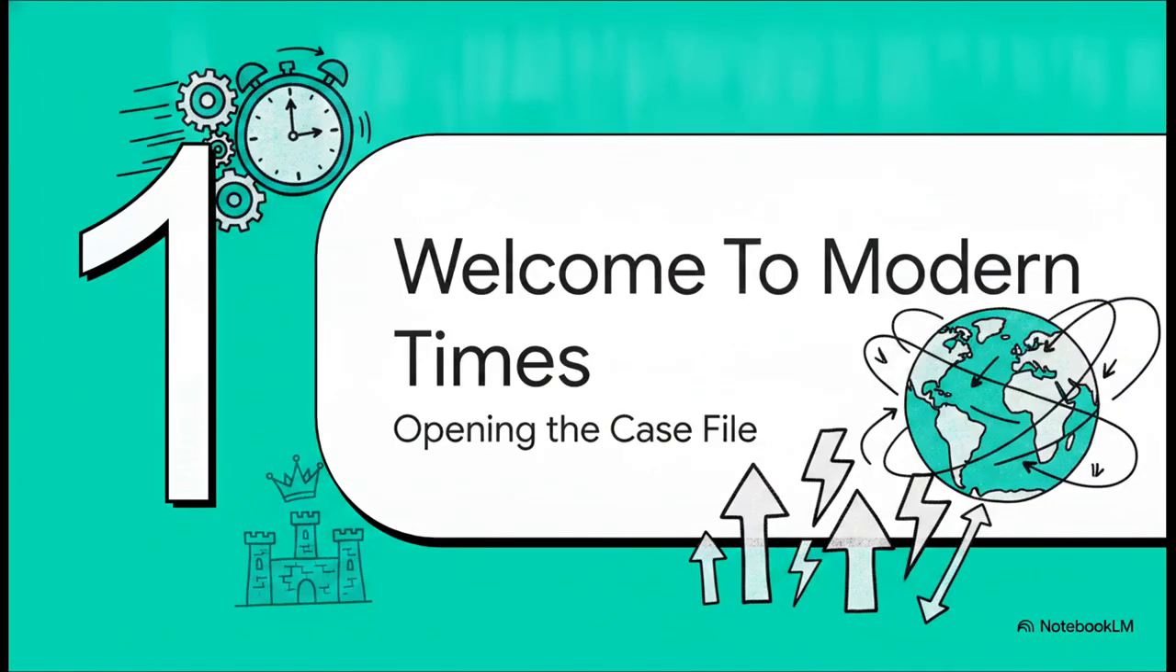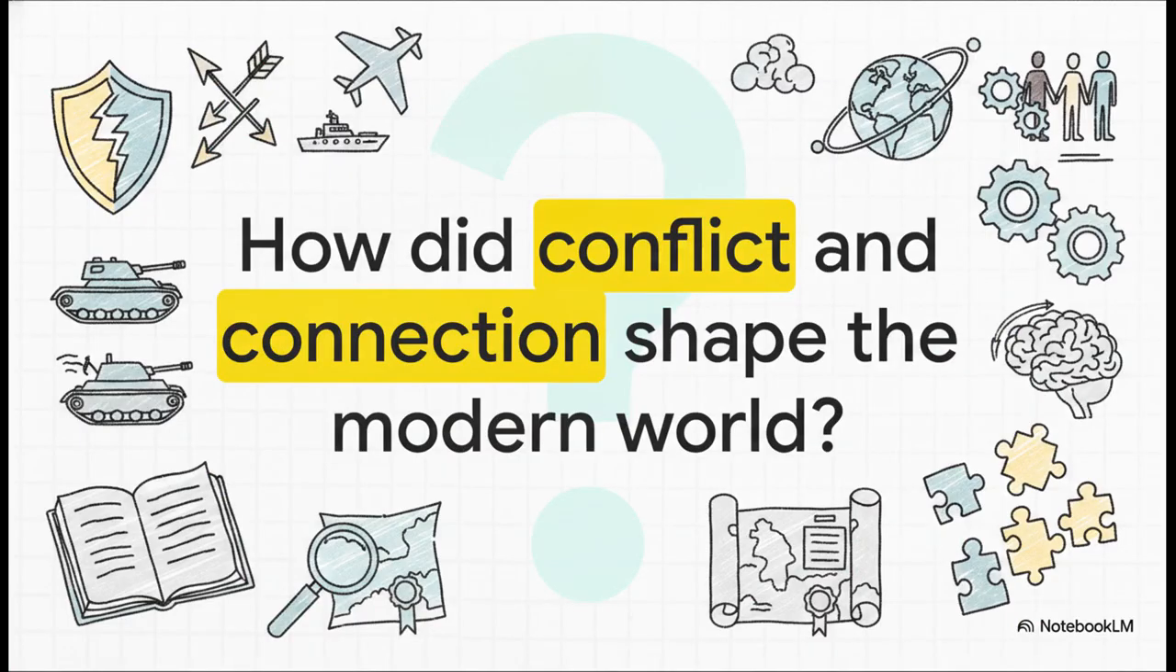Section 1. Welcome to Modern Times, opening the case file. So this 13-week unit is totally defined by rapid change, intense global action, and these really profound shifts in how societies across the world interact with one another. Unlike the Middle Ages unit you just wrapped up, which looked a lot at regional systems of power, this unit is all about the entire globe becoming deeply intertwined, which actually leads us to our ultimate mystery.